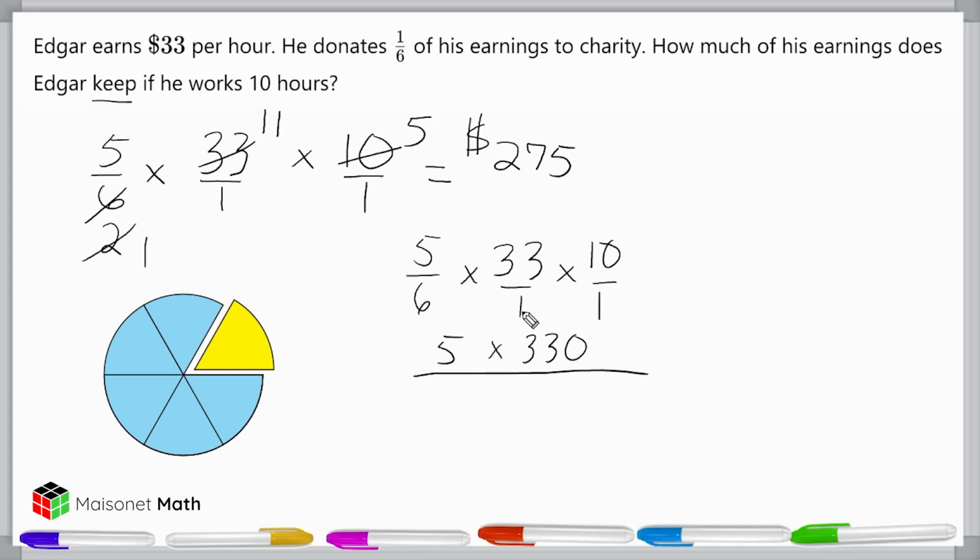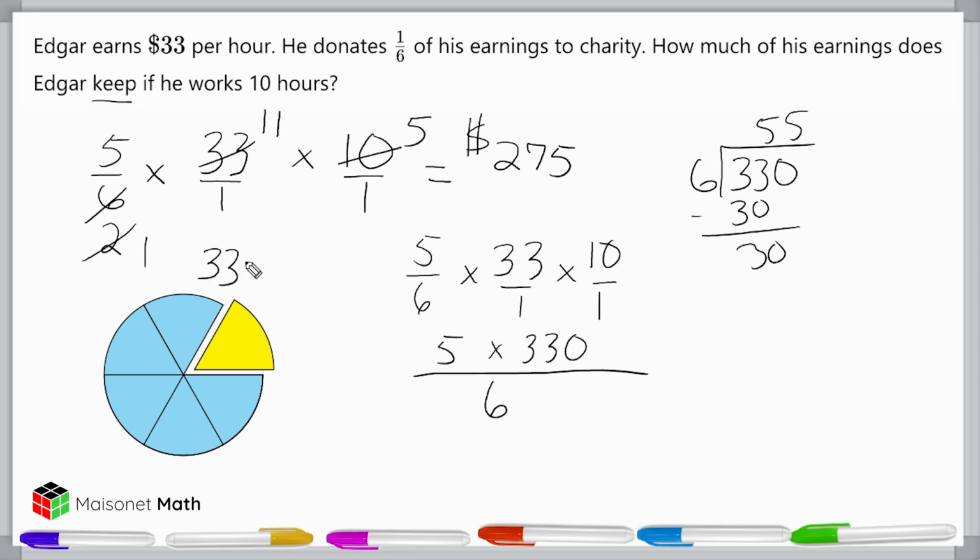And then on the bottom, 6 times 1 is 6. Now, the only reason that I kept the 5 like this for now is so we understand that he gets to keep 5/6 of his earnings. What we're going to do first is take this 330 and divide it into 6 equal parts. If we take 330 and divide it by 6, that gives us a quotient of 55. So if we think about this entire pie as Edgar's earnings over the 10 hours, that $330, each slice of the pie would be worth $55. Each sixth is worth $55.